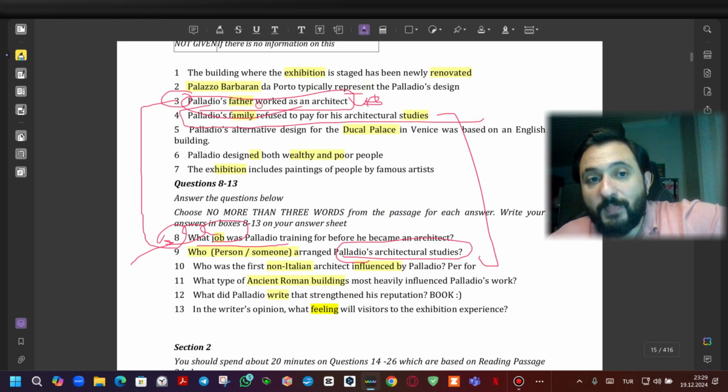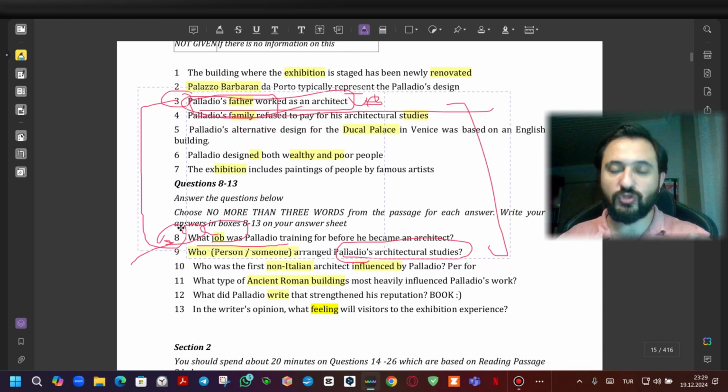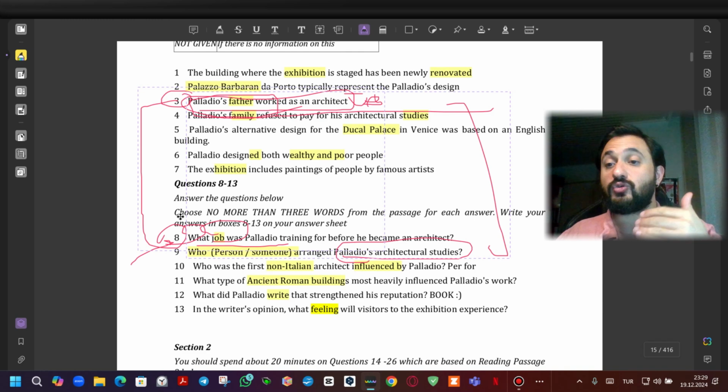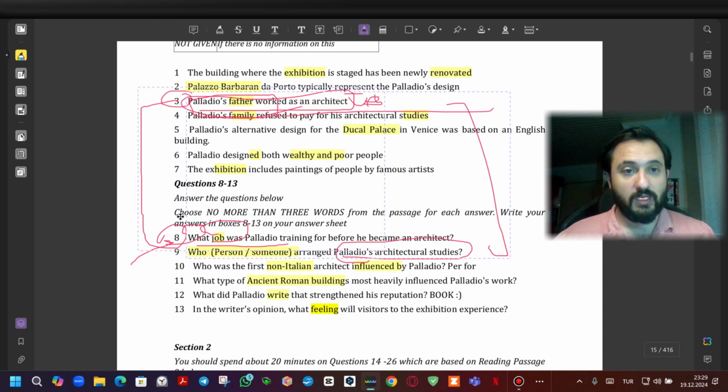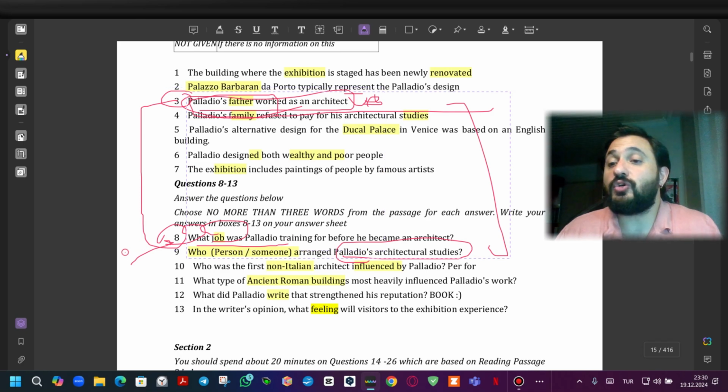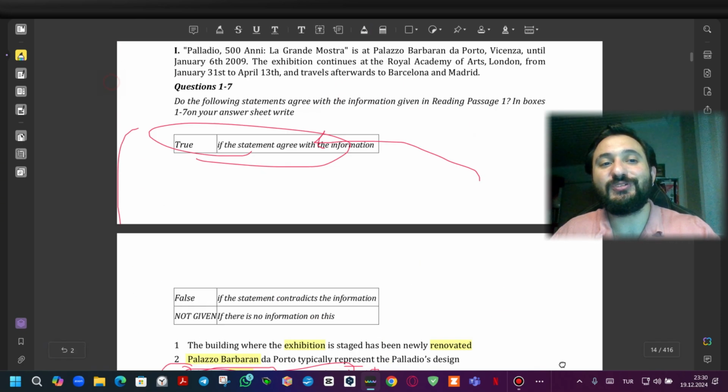Architectural studies. Palladio's family refused. But who arranged? The first part, it means Palladio's family refused. Question number 4 is about true, false, not given. So I have different options, chances. Why? If it is not given, someone can pay it. If it is false, absolutely family members paid for it. If it is true, family members rejected or refused, but I didn't know who paid for it. Okay, so what do you need to do? You need to match these 2 questions.